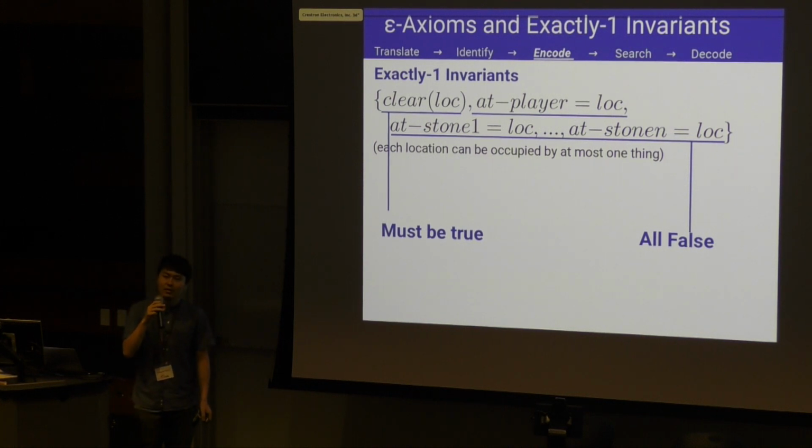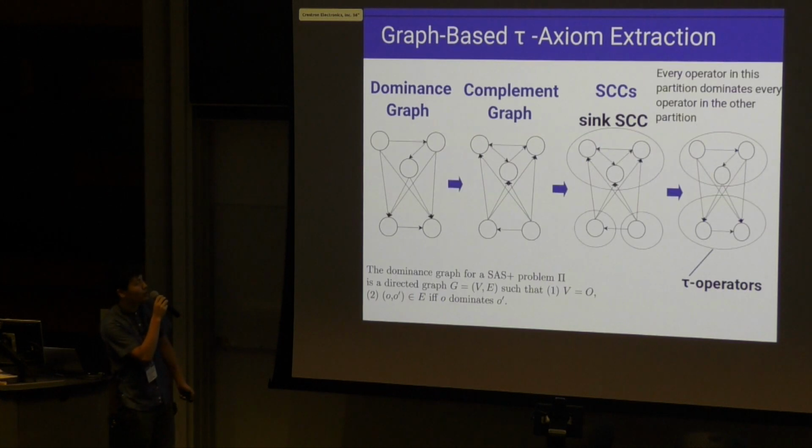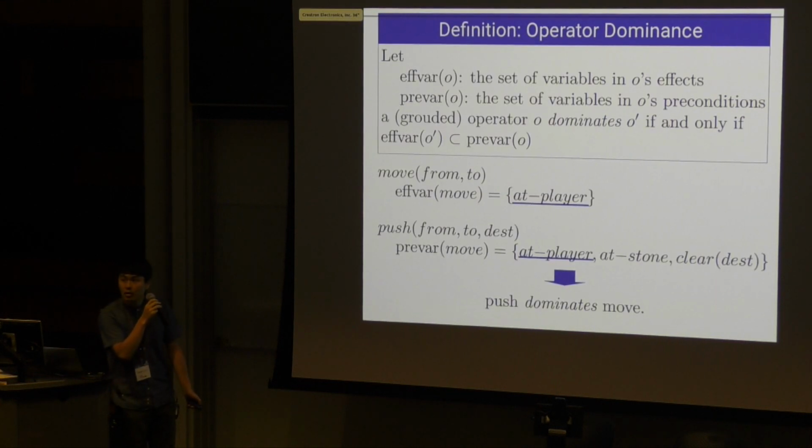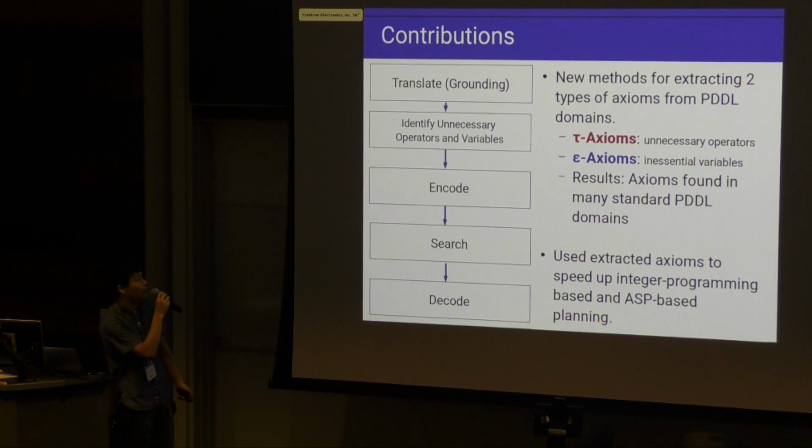Right. When it finds an invariant, it's going to turn that into a single variable. Yes, it does. So we are doing our analysis after using the Fast Downward translator. So we are working on SAS+ grounded formulations.